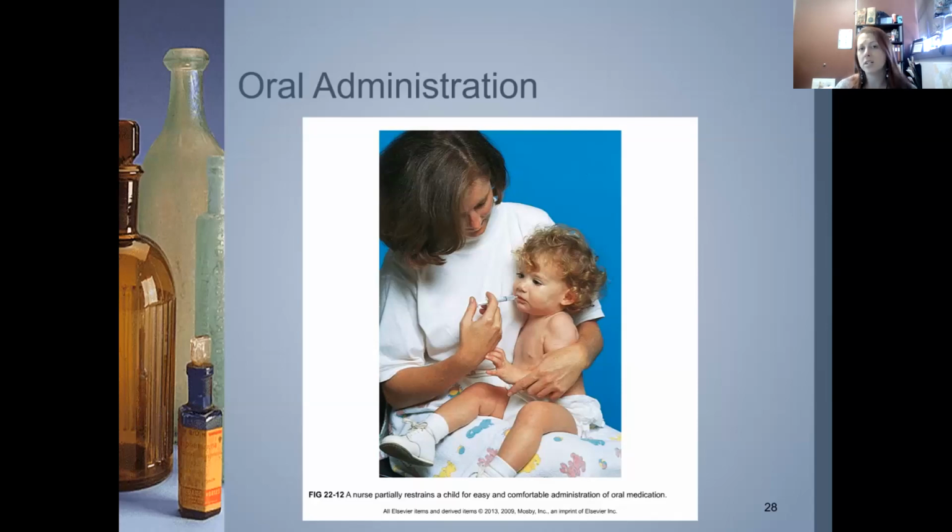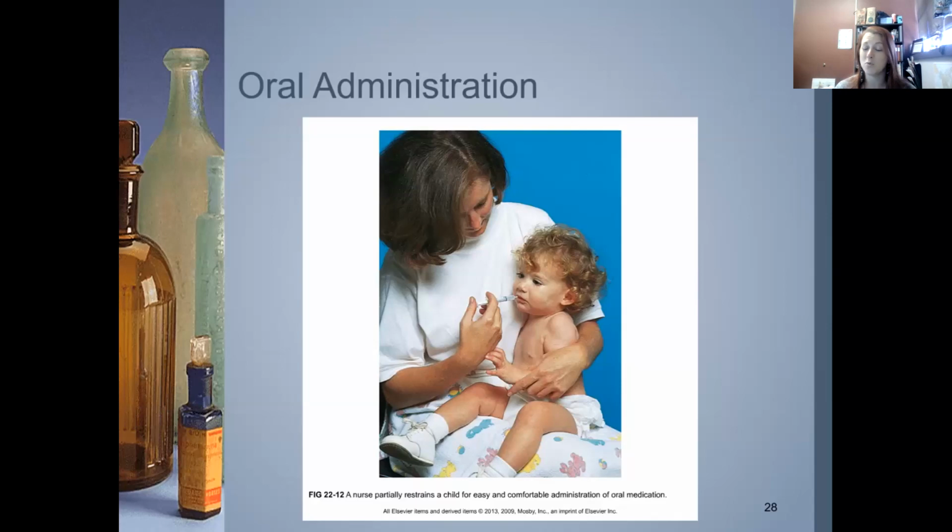Sometimes it's helpful for the parent to give the medication. Sometimes they're scared of us as the nurses, so it is okay to give the parent the medication and ask if they want to give it, or if they want help with it in certain cases, especially in the hospital setting, because sometimes they're just scared of us.